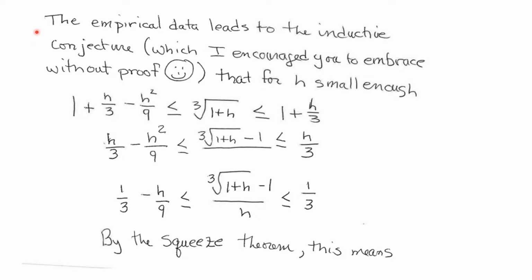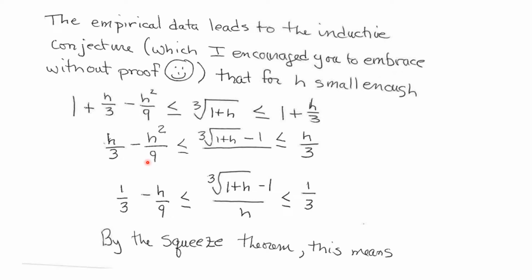Okay, so let's proceed with the solution then. The empirical data that I shared with you leads to the inductive conjecture, which I encourage you to embrace without proof. That's a smiley face. For h small enough, you can conclude that the cube root of 1 plus h is bigger than or equal to this expression and less than or equal to 1 plus h over 3. So in this case, what I can do is subtract 1 everywhere. When I subtract 1 everywhere, this one goes away and this one goes away, and I subtract 1 there.